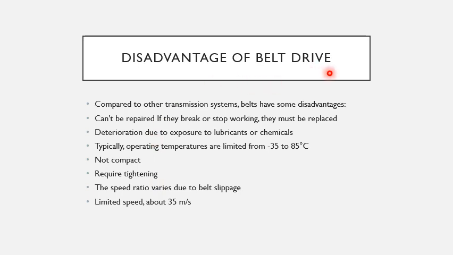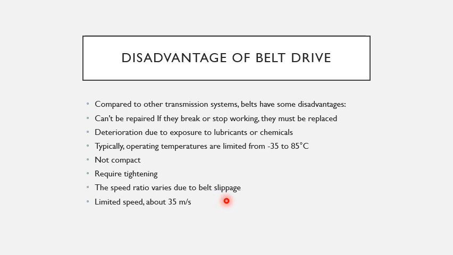So disadvantages of belt drive system is that they can't be repaired if they break or stop working, they must be replaced. Deterioration due to exposure to lubricant or chemicals. So the belts become deteriorated when they are exposed to lubricants or chemicals. Typically operating temperatures are limited from minus 35 to 85 degrees centigrade. They cannot operate at higher temperatures because the belt will melt or it will deteriorate. They are not compact. They require tightening. The speed ratio varies due to belt slippage.